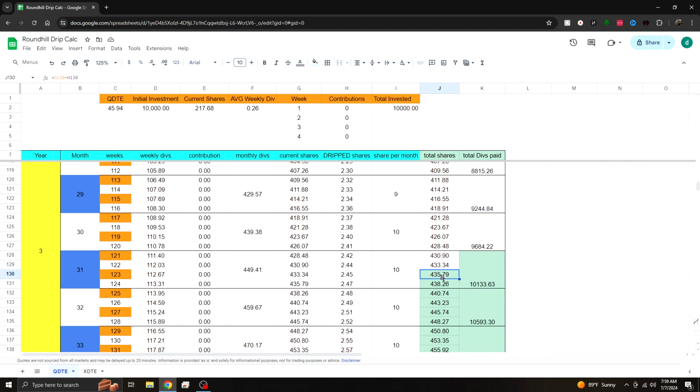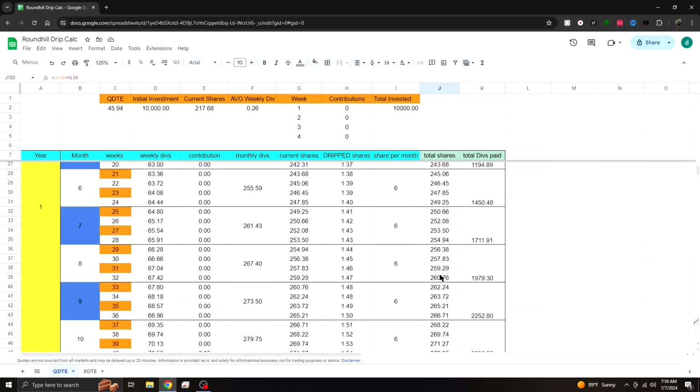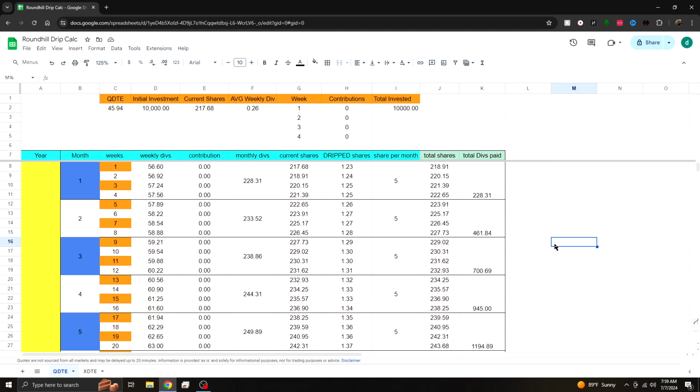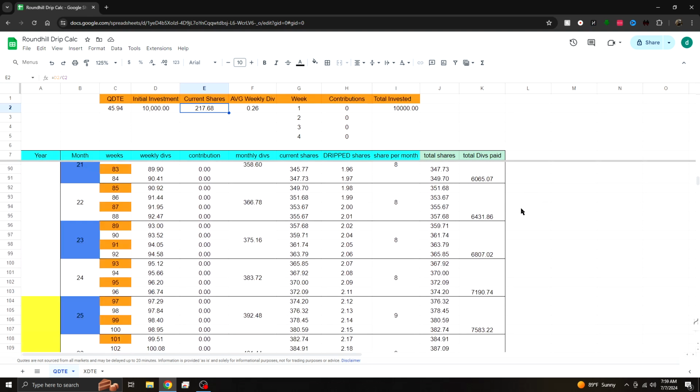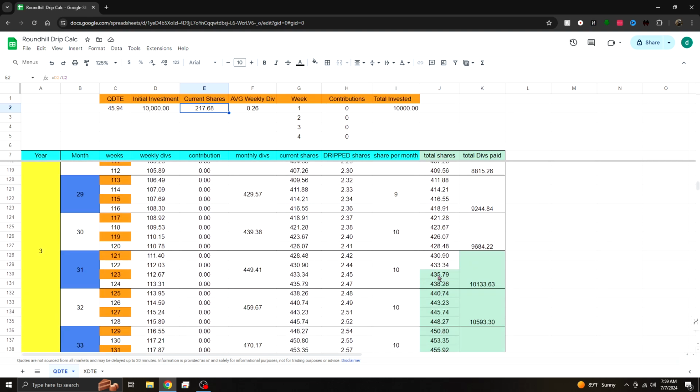This one right here. So if you wanted to know when you will double your shares, so your initial share count, that is right here. So let's scroll back down to that. That's right here. So at about 123 weeks, we will double the share count. So if you wanted to know that.